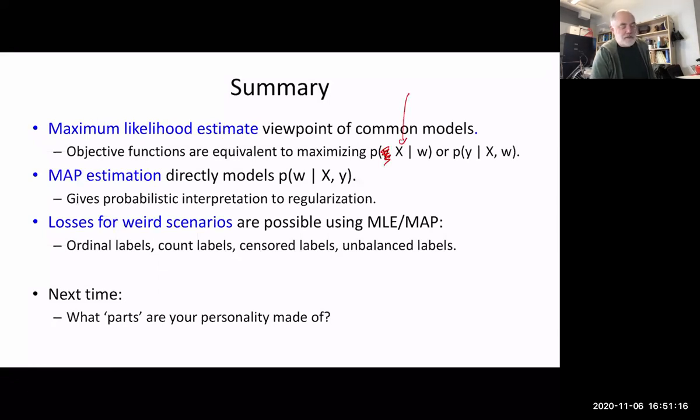If you want to learn not a conditional distribution, but a joint distribution, that's unsupervised learning. So there's no classification, there's no label, there's no output. You're just learning patterns in the data.